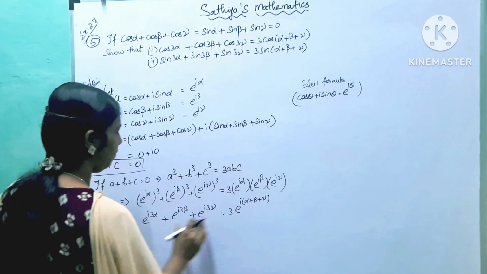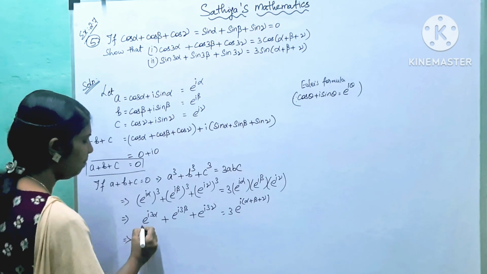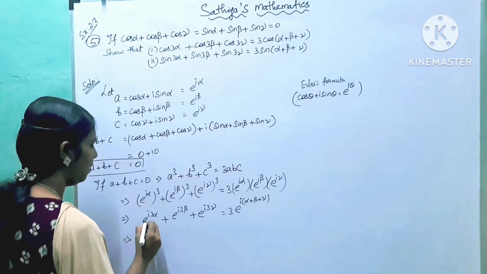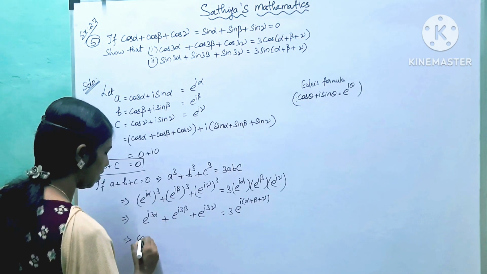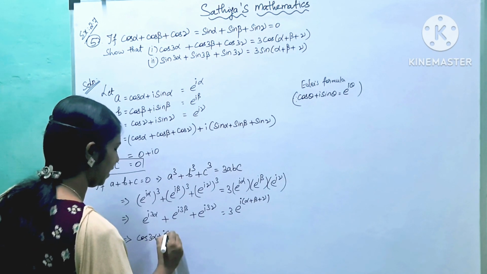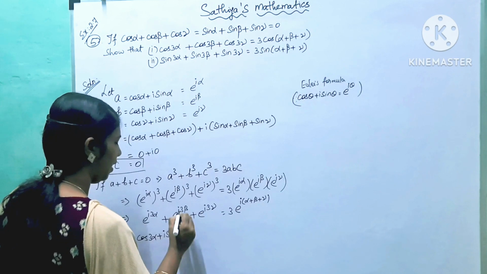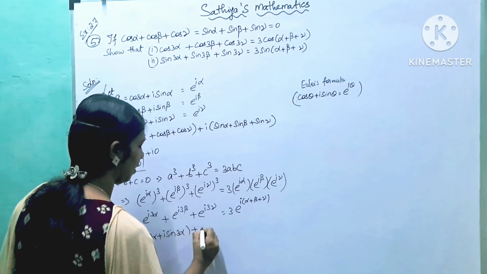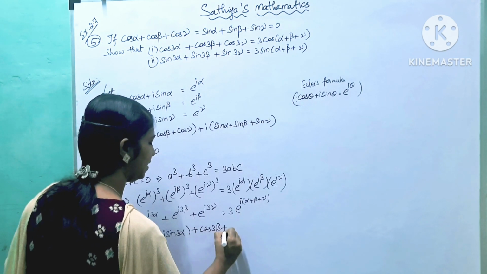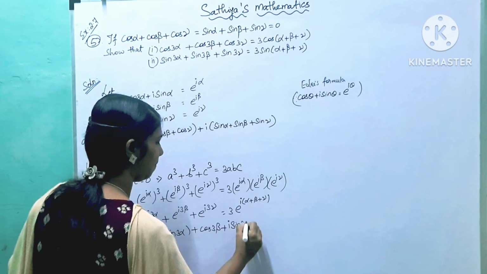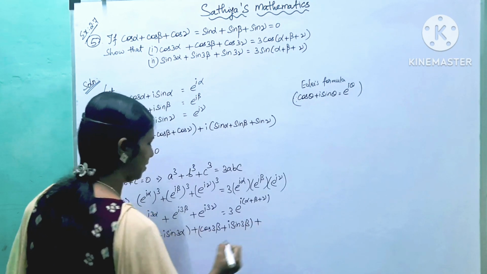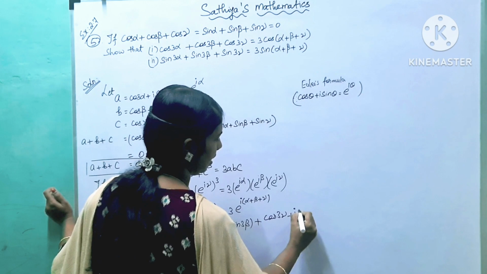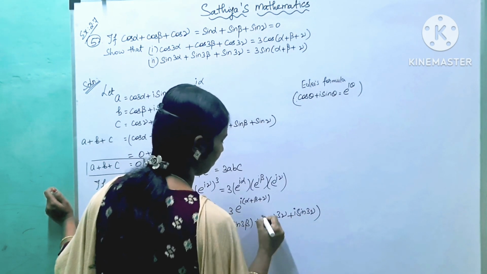Now if we want to write all of this back in complex form, how can we write e power I into theta? Cos theta plus I sin theta. So using that, e power I into 3 alpha we can write as cos 3 alpha plus I sin 3 alpha. Similarly e power I into 3 beta we can write as cos 3 beta plus I sin 3 beta, plus e power I into 3 gamma we can write as cos 3 gamma plus I sin 3 gamma.